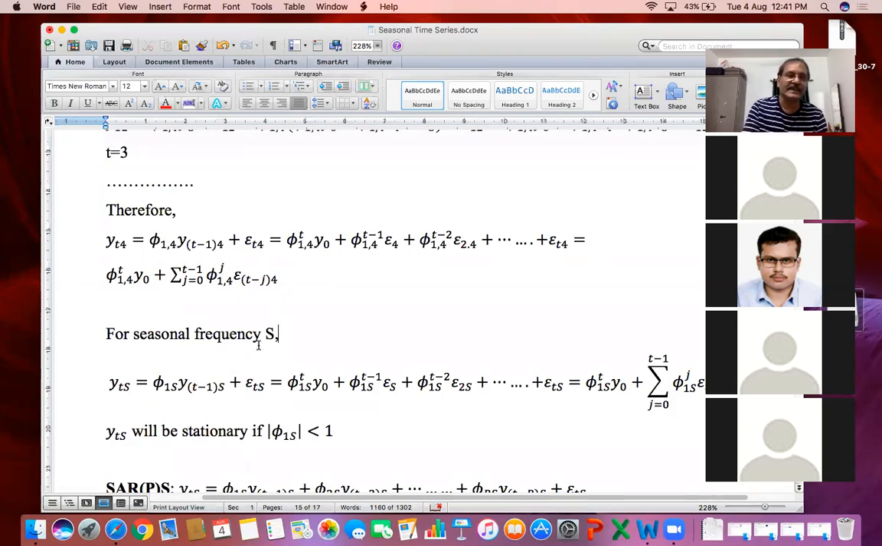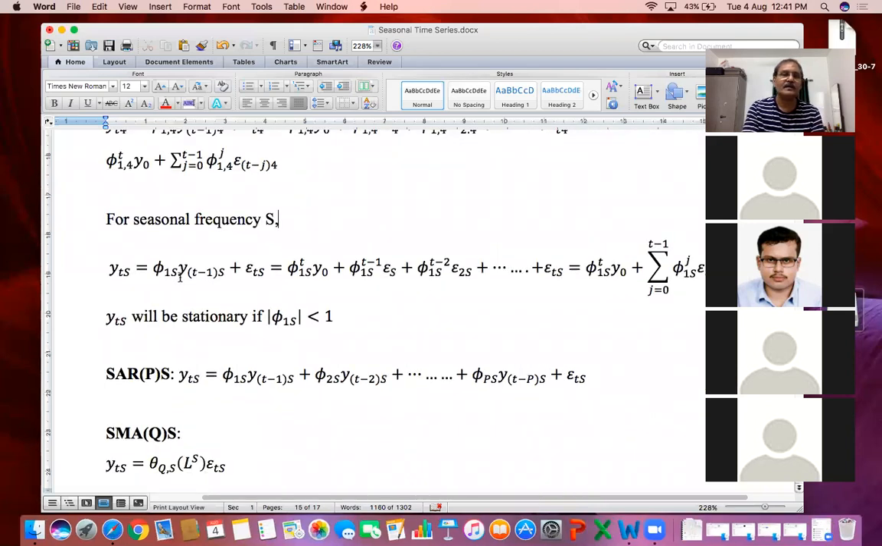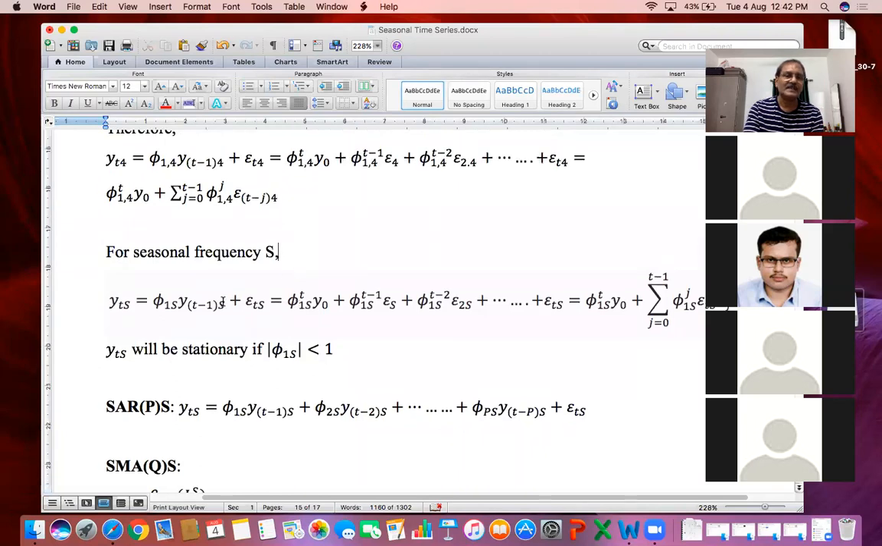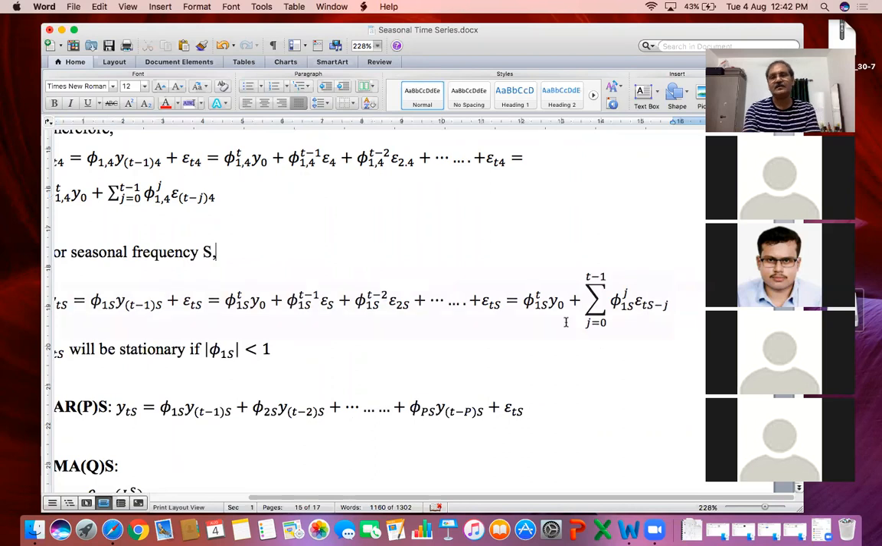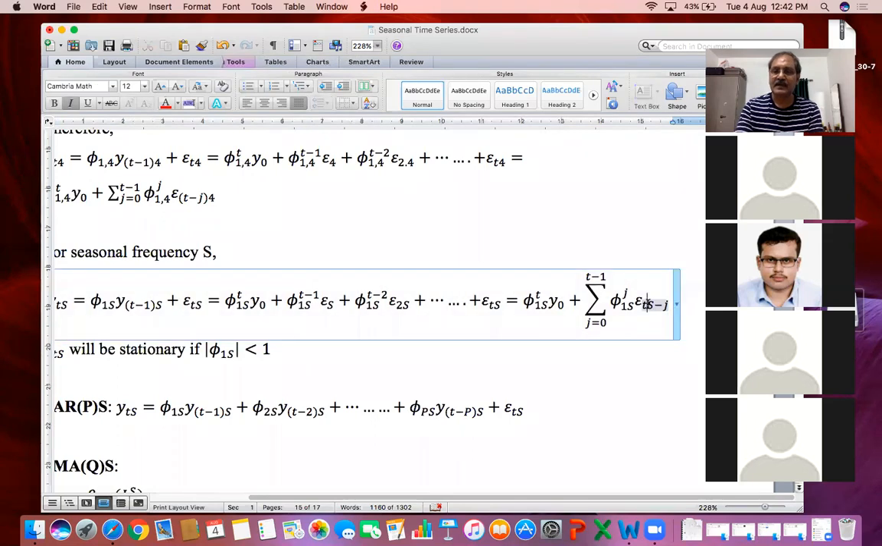So for seasonal frequency S, this is the conventional form of AR1, and after expressing this form by following the same rule, you will get phi 1S. Just compare, just put here S instead of 4. Okay, so you ultimately get the expression for, so you also have to change this part. It becomes t minus j into S.